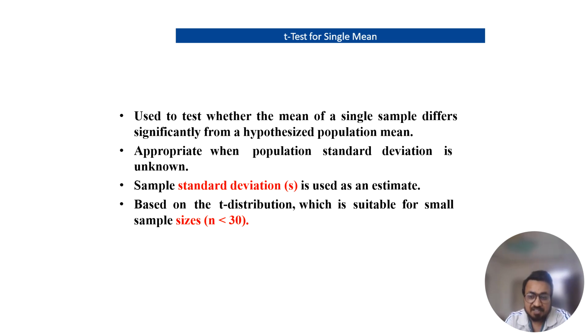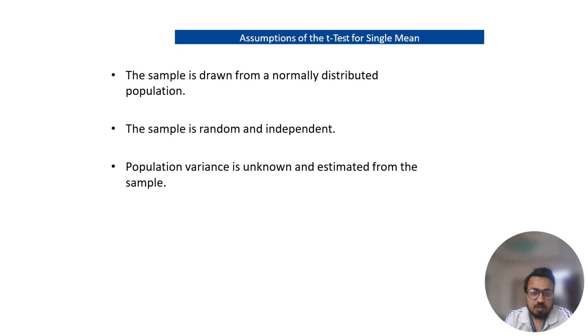So let us start with the t-test for a single mean. This test checks whether the sample mean is significantly different from the given population mean or not. So first we will take the assumptions. Now let us take the assumptions for the t-test for the single mean.